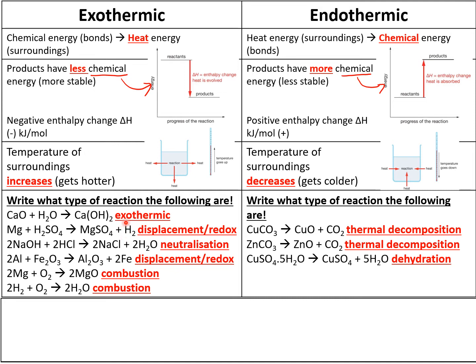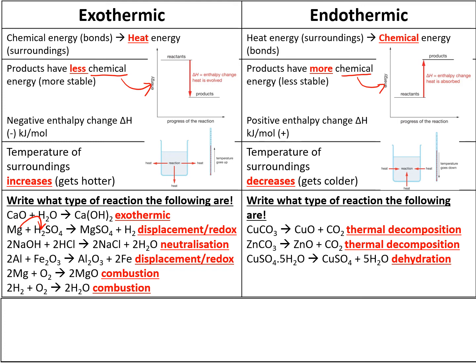So you had to write down the type of reaction for the following reactions. Your magnesium and your sulfuric acid: this is a displacement reaction, because your magnesium is displacing the hydrogen. Because it's higher up in the reactivity series, it's displacing the hydrogen, and your hydrogen is now by itself. This is also a redox reaction because reduction and oxidation are happening at the same time.